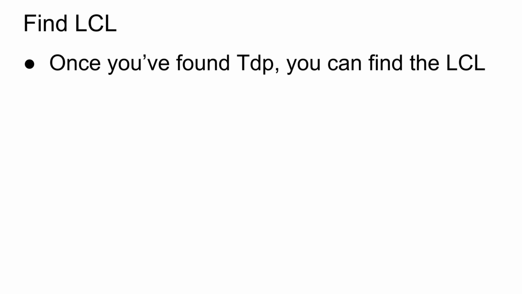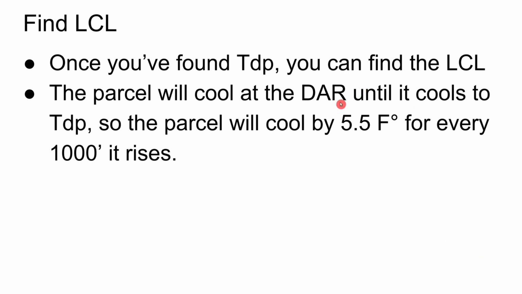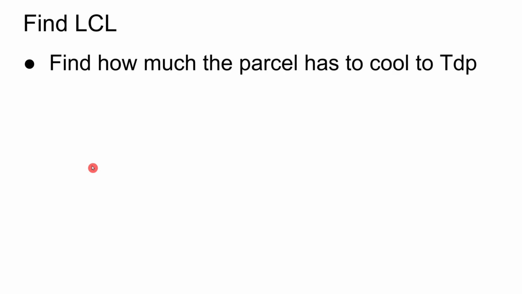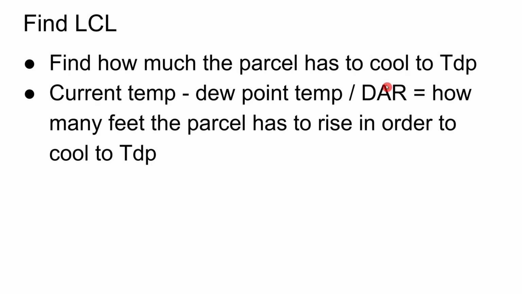Once we've found the dew point temperature, we can use that to find the lifting condensation level. The parcel is going to cool at the dry rate until it cools to dew point temperature. As the parcel starts to rise, it's going to cool by 5.5 Fahrenheit degrees for every 1,000 feet it rises. So the first thing we need to do is find out how much the parcel has to cool in order to reach the dew point temperature. Current temperature minus the dew point temperature tells us how much the parcel has to cool, and then we divide that by the dry rate of cooling to find out how many feet the parcel has to rise in order to cool to dew point temperature.